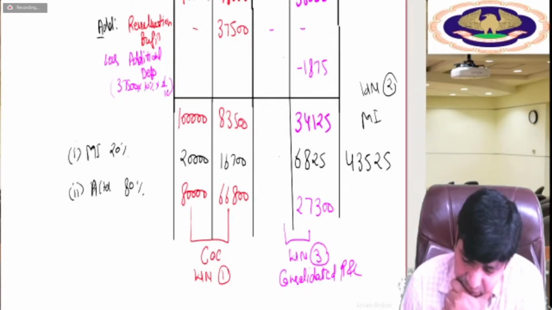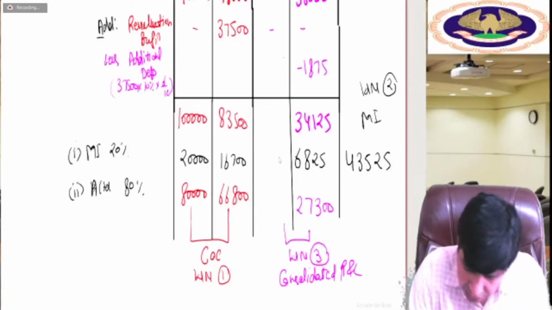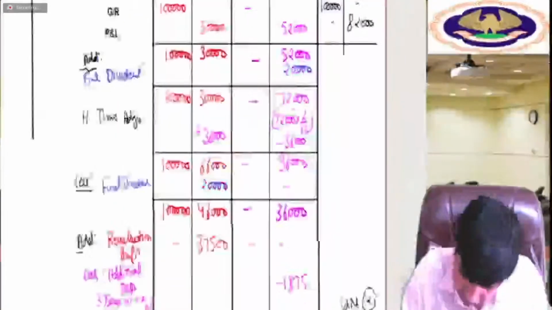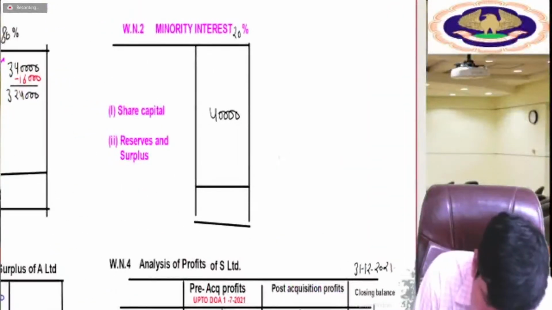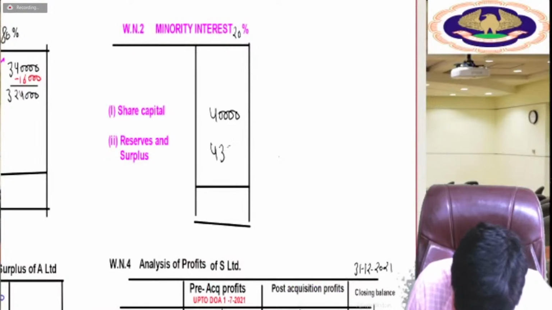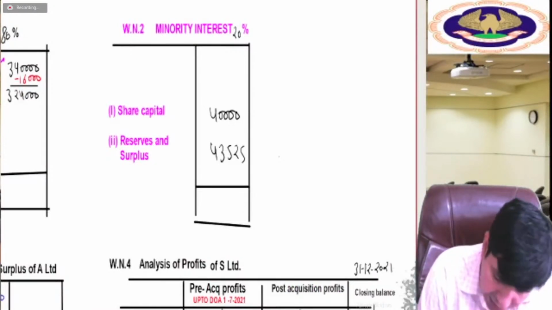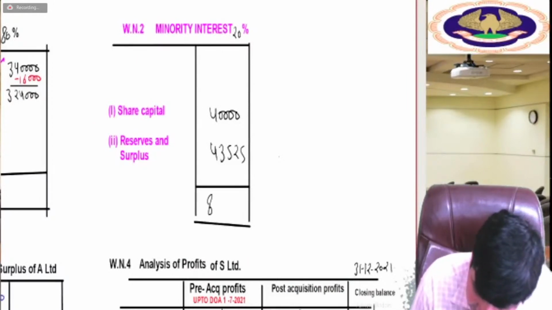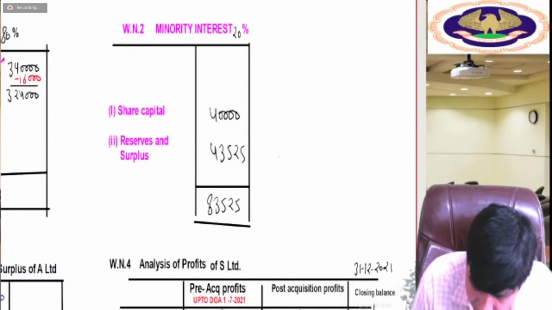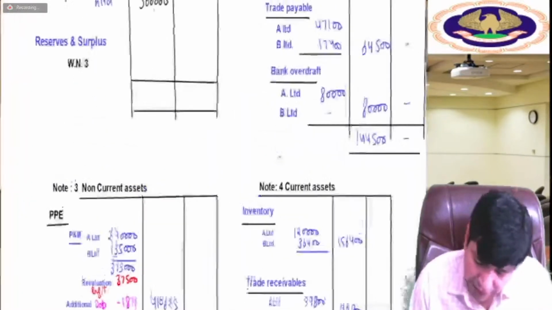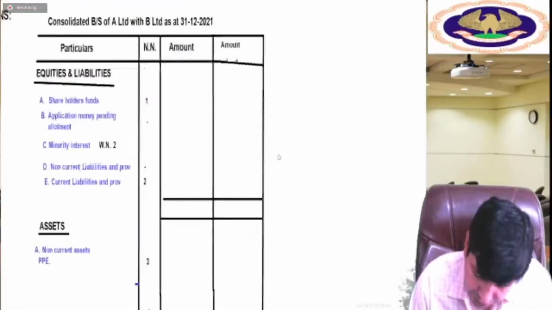Yes, beta. So can I shift them? Okay, one by one. First, you please post to minority 43525, plus 40,000 is there. That is 83,525. Can I post it to the balance sheet? Yeah, we can easily post to the balance sheet.